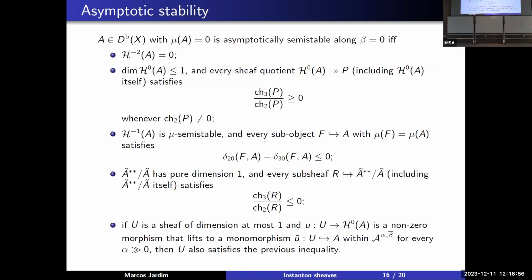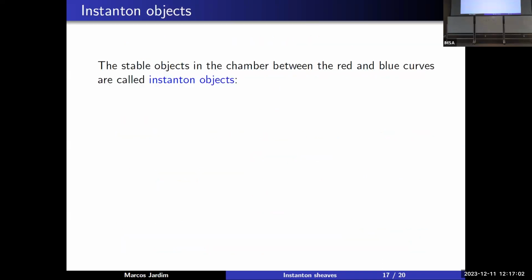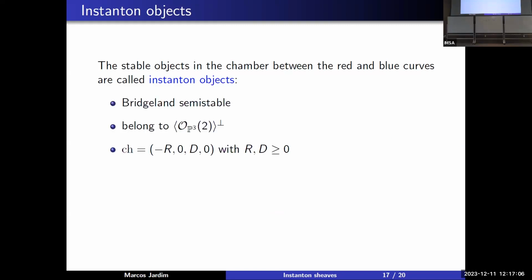What is important is that the perverse instantons are there. Perverse instantons are stable at infinity. They survive every wall, and they satisfy all these conditions. So they are Bridgeland semi-stable for some particular set of values of the parameters. They are perpendicular to O2. That's the second condition there, which is equivalent to cumulative conventions.